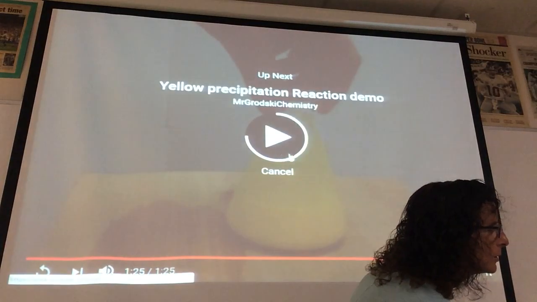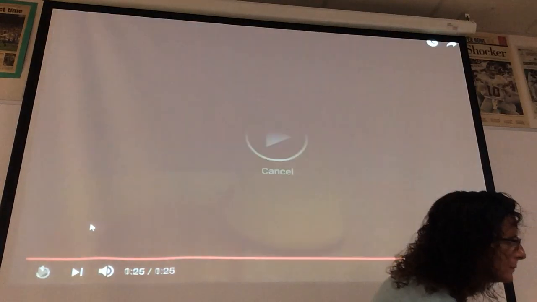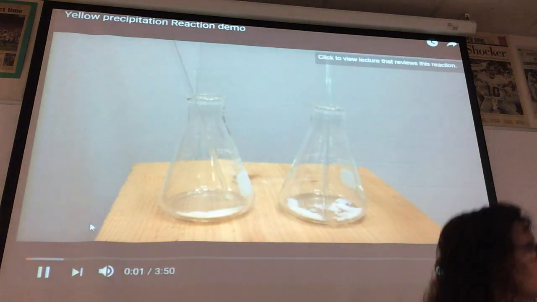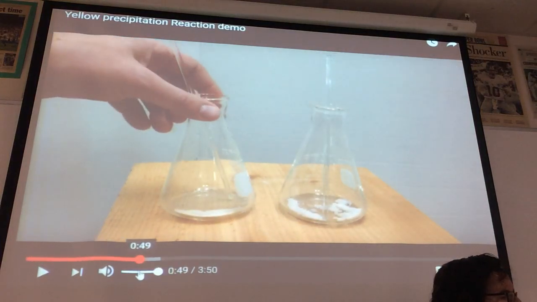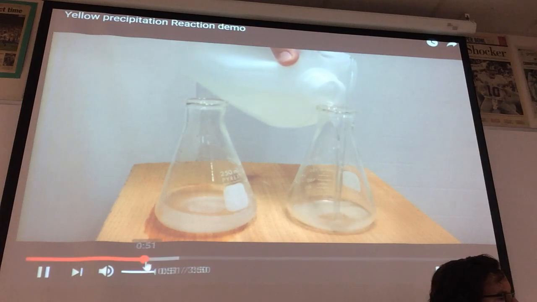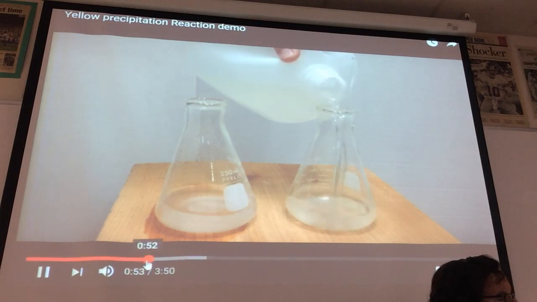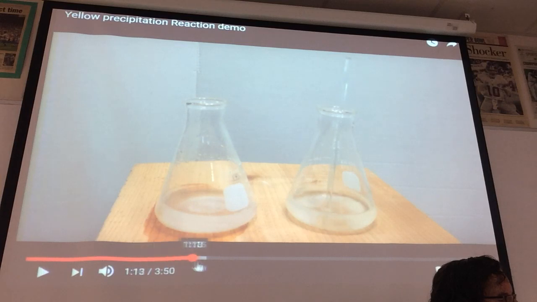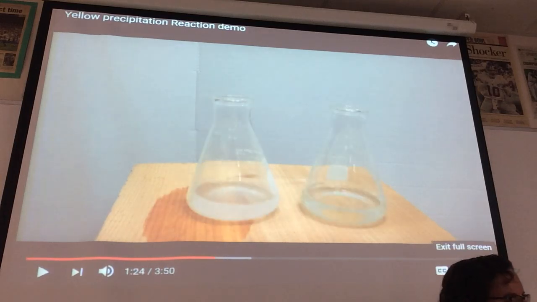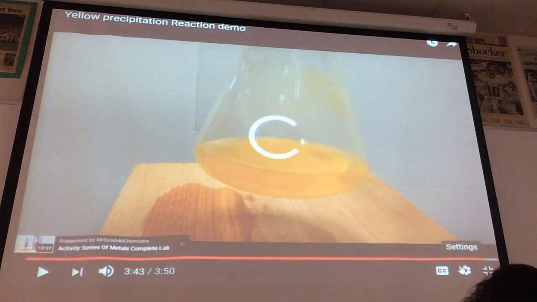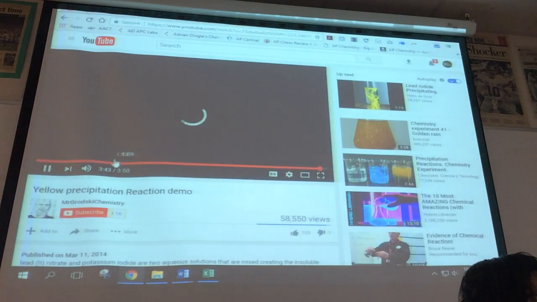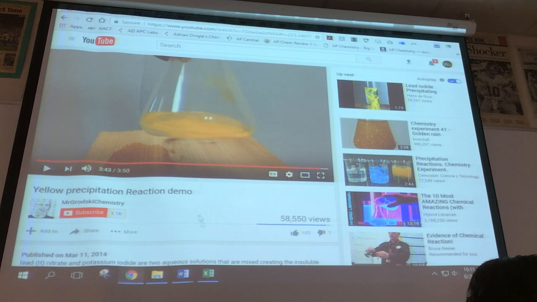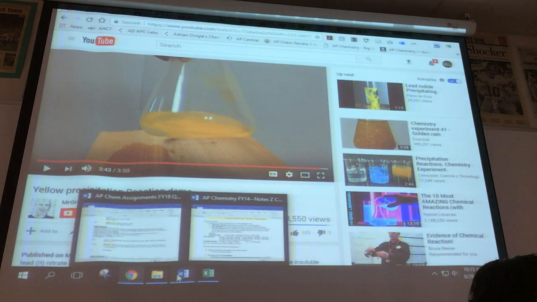This one looks kind of cool. Watch it. Oh, it's very long now. Looks like orange juice. That's why you never drink anything in the lab. Safety first.